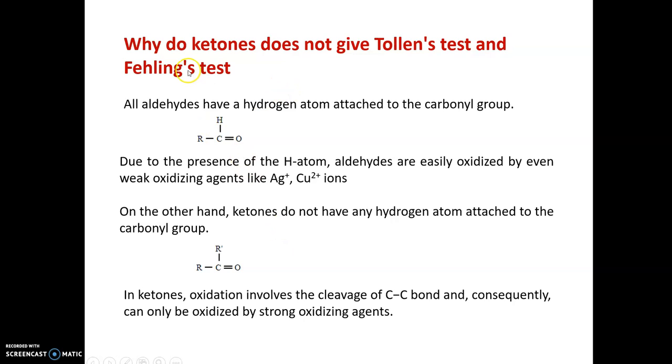And the last question is why ketones do not give the Tollens test and the Fehling's test. We know aldehydes have a hydrogen atom. The presence of the hydrogen atom makes the aldehydes easily oxidized and they give the corresponding color, either a silver mirror or a red precipitate, with Ag+ or Cu2+. But in the ketone, we do not have this hydrogen, and hence cleavage occurs, resulting in the formation of lesser acids, and we don't get any red precipitate or silver mirror in the case of ketones, since it involves the oxidation of the C-C bond, and hence it can only be oxidized by a strong oxidizing agent.